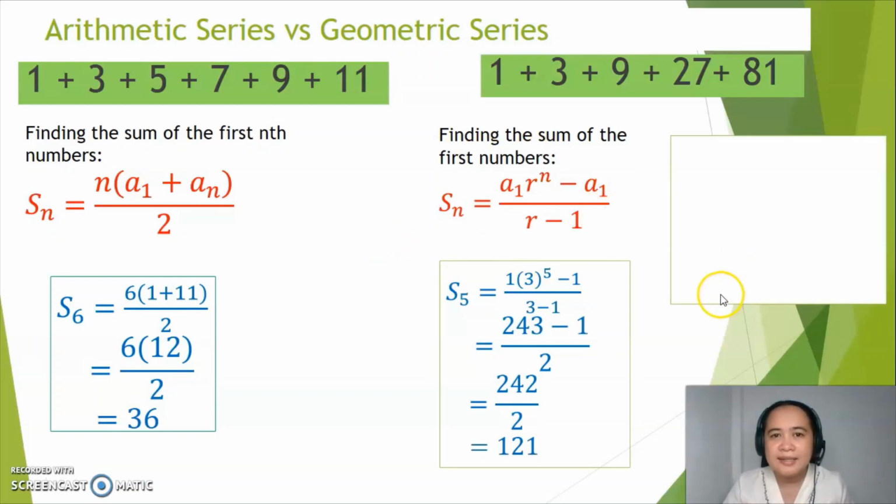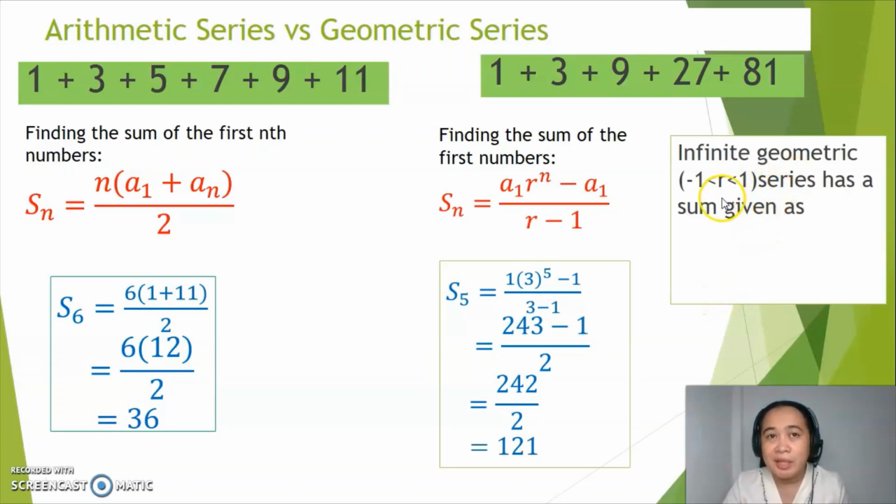Now, in case the geometric series is infinite, so when can you say it's infinite? If the common ratio is greater than -1 but less than 1. So to find the sum, this will be the formula. So this would be the first term divided by 1 minus the common ratio. So take note of this.